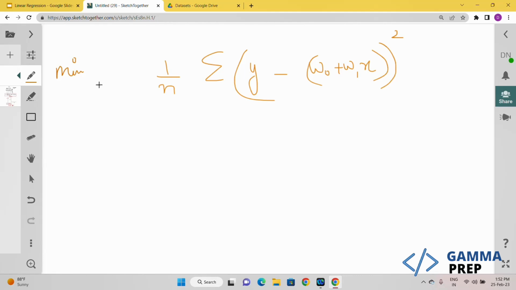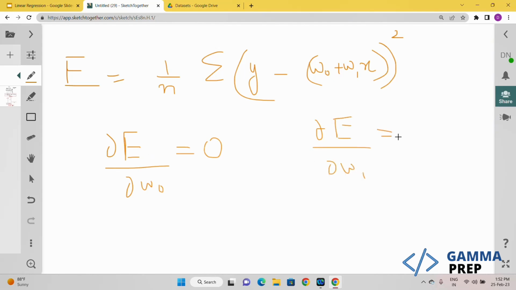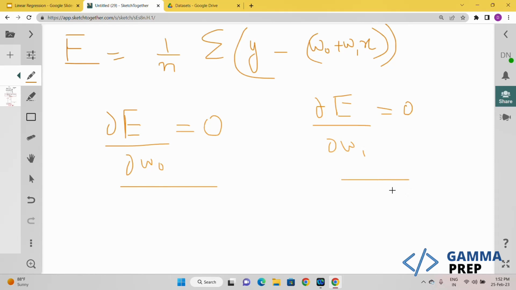Okay. So now we have to minimize this error, right? Since we have to minimize this error, the first derivative should be 0. The first derivative with respect to W0 and the first derivative with respect to W1, both should be 0. Now, from here, we will get one equation, and from here, we will get another equation. We have two variables that we want to figure out, W0 and W1, right?